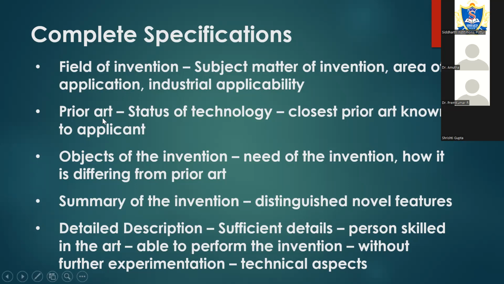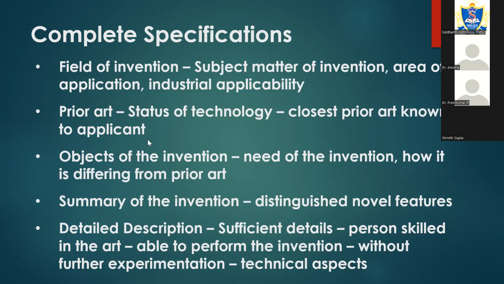Prior art means previous documents, like previous inventions, based on which you are going to invent, or your improvement over the other one. So that is known as the prior art. And the next one will be the object of the invention. Object of the invention: what is the need for the invention?